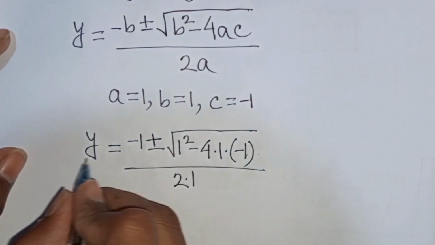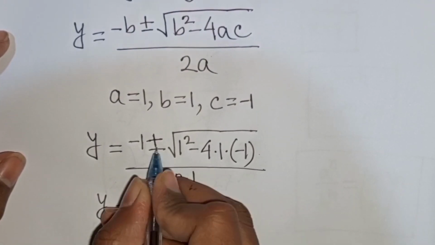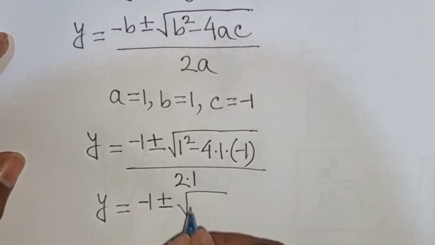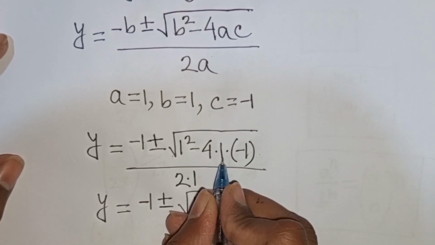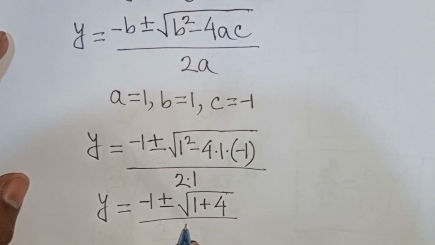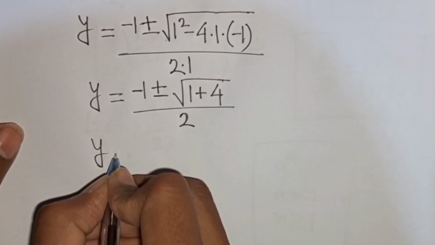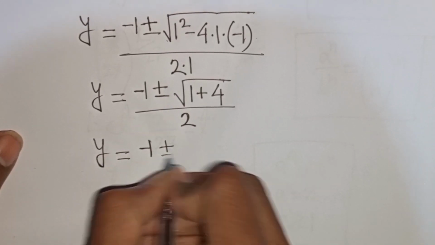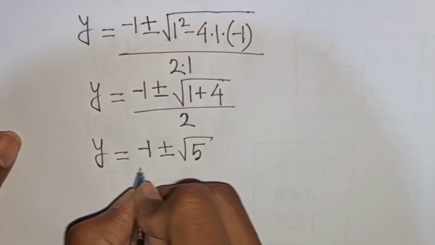Now we can write here y is equal to minus 1 plus or minus square root of 1 square is the same as 1, then minus times minus, that means it will be plus 4 times 1 times 1, that means it will be 4, then divided by 2 times 1, that means 2. Now I can write here y is equal to minus 1 plus or minus square root of 1 plus 4, that means it will be 5, then divided by 2.